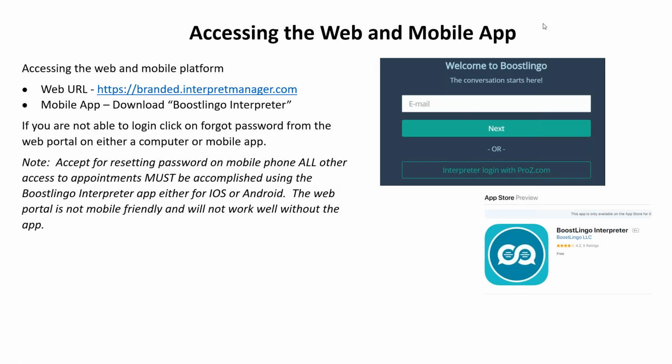Now, some of you may have been invited already to the application. If you have not, please go to the Boostlingo Interpreter app, either from your iOS Apple Store or your Android Google Play Store. Just type in Boostlingo space Interpreter. It's two names, Boostlingo Interpreter, and this will allow you to download the app. Notice that the logo looks like an infinity sign with a circle around it. That's the correct app to download.